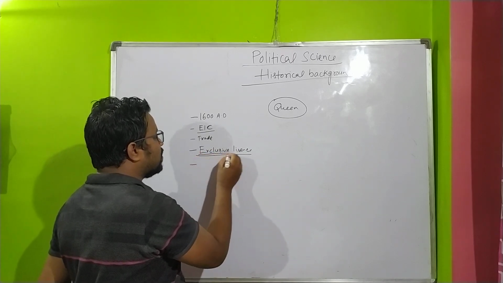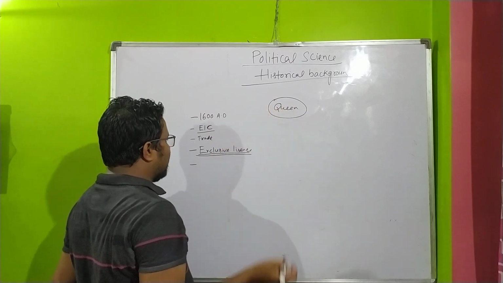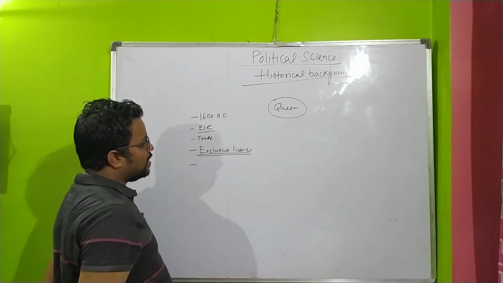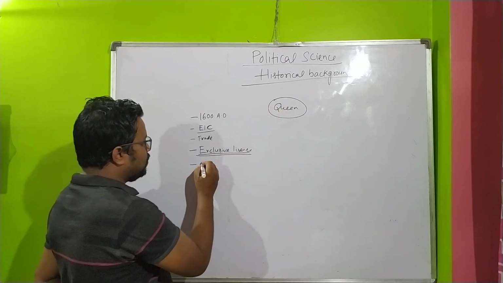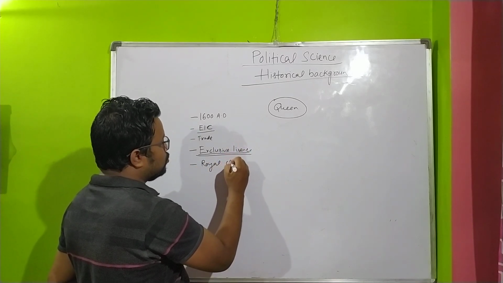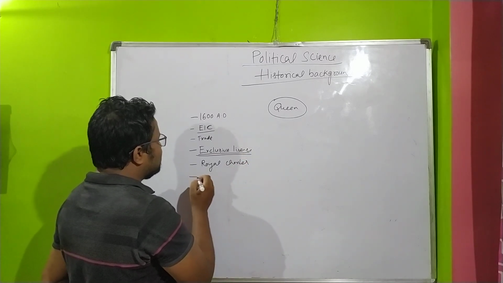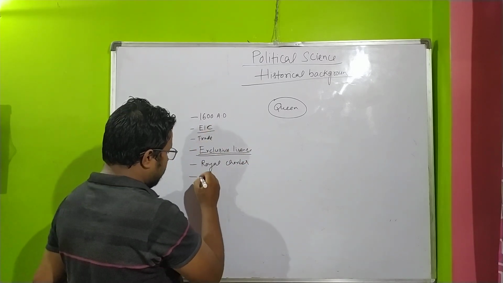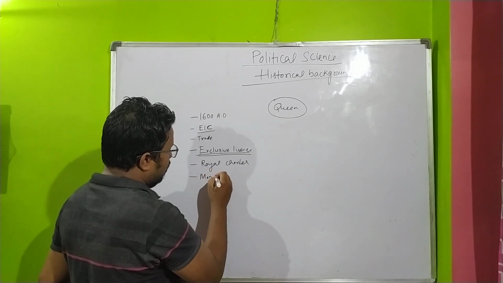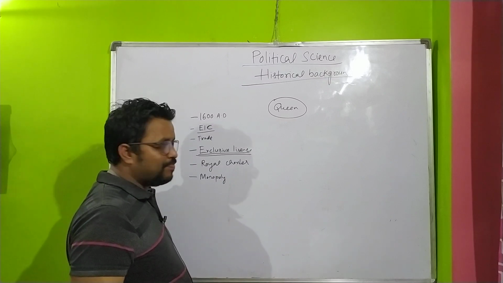And this exclusive license was given by the Queen of England. That's why this exclusive license was also called a Royal Charter. That means the East India Company got a monopoly to do trade with India.